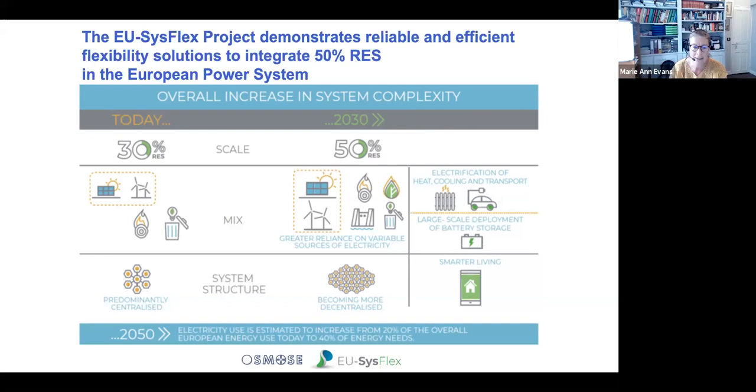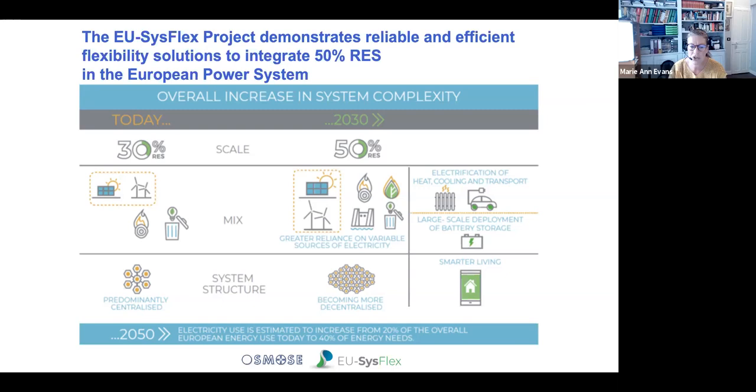The progress in the RES share is essentially due to an increase in variable sources of electricity, namely wind and solar. We also have a change in this time horizon, between 2030 and 2050, towards a change in the demand side as well, with electrification of heat and cooling, and also a huge change due to the electrification of mobility through transport, cars, but also trains. Due also to smarter living and development in a lot of electronic appliances, which allow for managing the demand side, and also large-scale deployment of batteries and storage.